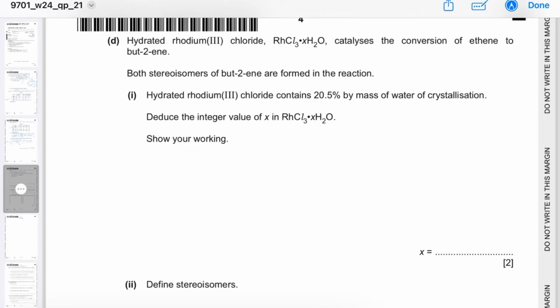Dehydrated rhodium chloride catalyzes the conversion of ethene to butene. Both stereoisomers of butene are formed in this reaction. We'll come to the stereoisomers part in a bit. Dehydrated rhodium chloride contains 20.5% by mass of water of crystallization. Deduce the integer value of X in the hydrated solid. Show your working.